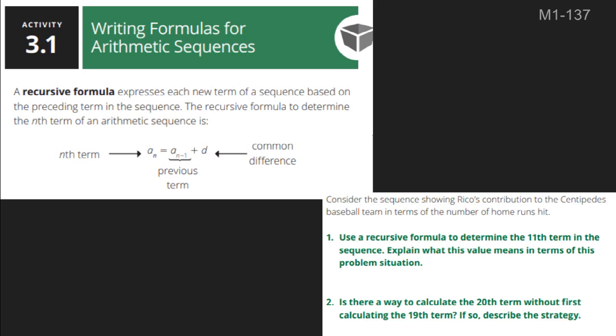Okay, so this is really what a lot of you were using yesterday when you were figuring out the next 3 terms in a sequence, because you were looking at the previous term and you were either adding or subtracting something to get the next term. Okay? So you were really doing a recursive formula in your head. We just didn't have it out formally like we do here.